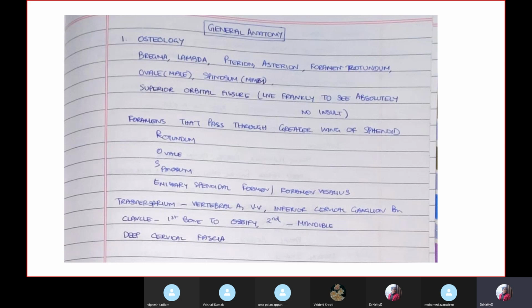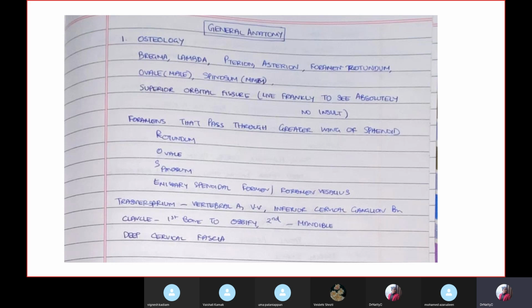Then we have one more thing, foramen transversarium. Why it is important: you have cervical vertebra, thoracic vertebra, and so on. What makes the cervical vertebra very distinct from other types like the thoracic vertebra is the presence of foramen transversarium. It is exclusively present in all the cervical vertebrae, and the structures passing through it are the vertebral artery, the vertebral vein, and a branch of the inferior cervical ganglion.